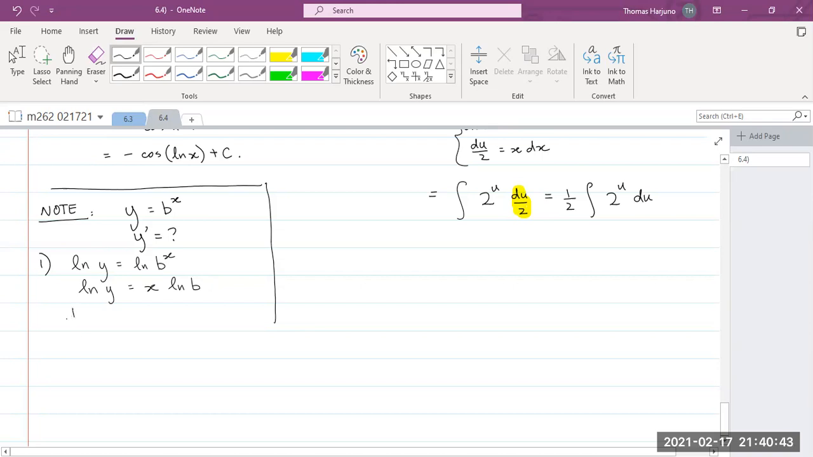Such that the derivative, if you apply implicit differentiation, the right-hand side is basically ln b. So y prime equals y times ln b. To put it into perspective, I put the y back. That's b to the x ln b.